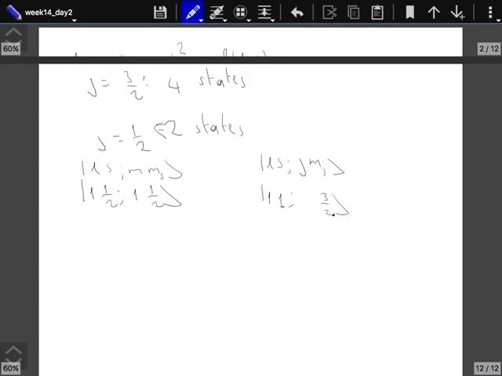But you see, 3/2 is the maximum value of M. And the J value is nothing but the maximum value of M. So it is 3/2. This is a J equal to 3/2 state. So these two are equal to each other.